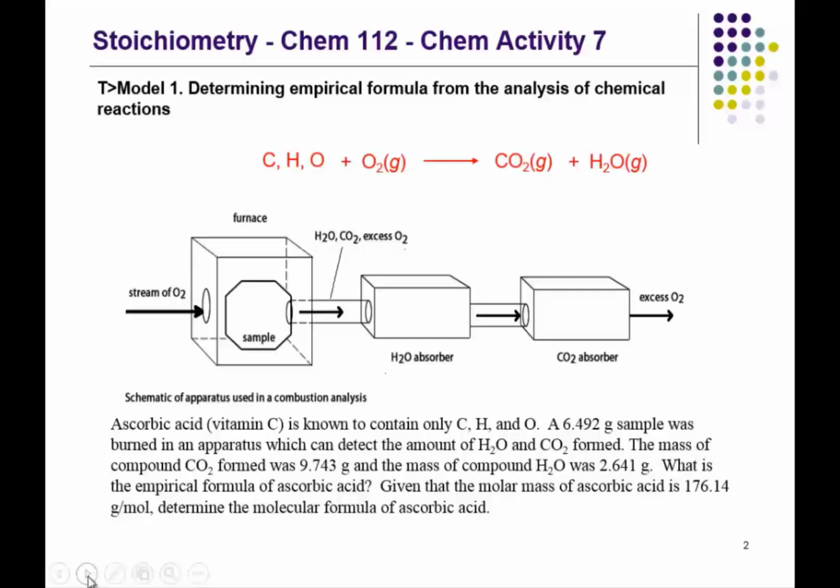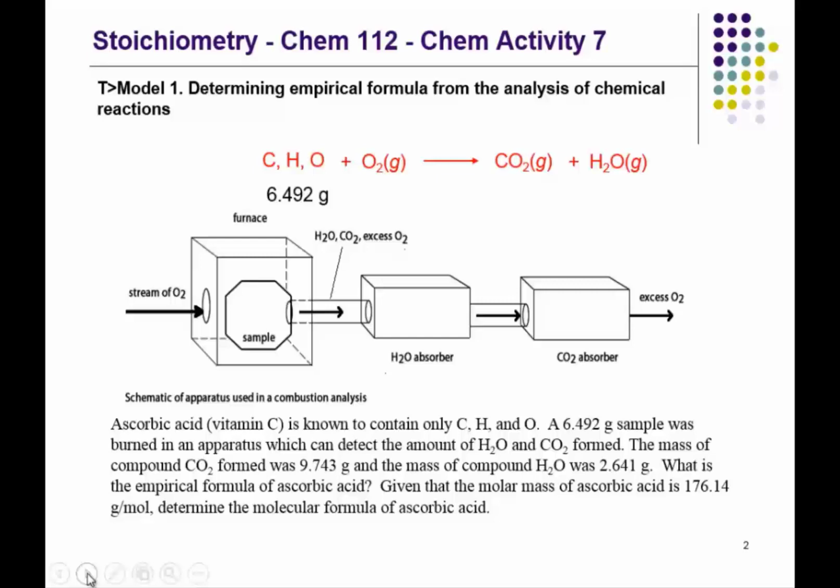One of the things that I encourage you to do is to pull out any relevant pieces of information. Actually, I'd be very explicit about this so you don't get the numbers mixed up. The first thing to notice is that it's a 6.492 gram sample that's analyzed. So that's the mass of our original compound. I'm going to write out that number right below the formula that I'm using to represent the compound.